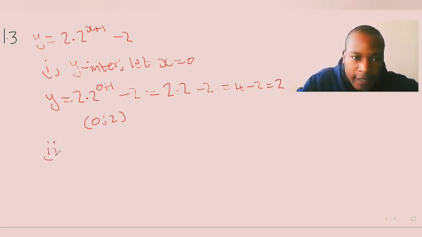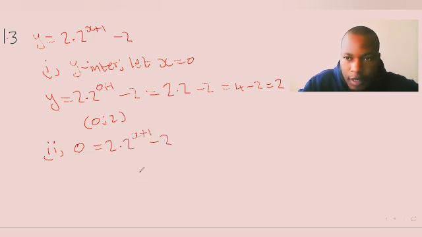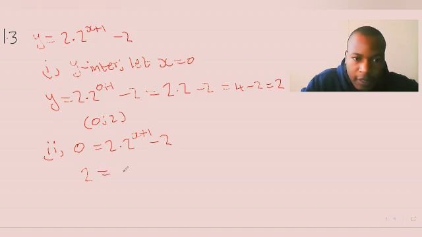Now for the x-intercept, we need to let y equal 0. So this would be 0 equals 2 times 2 to the power x plus 1, minus 2. We can move the 2 to the left-hand side, so that would be 2 equals 2 times 2 to the power x plus 1.